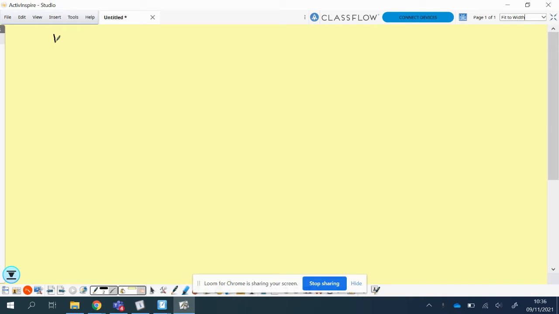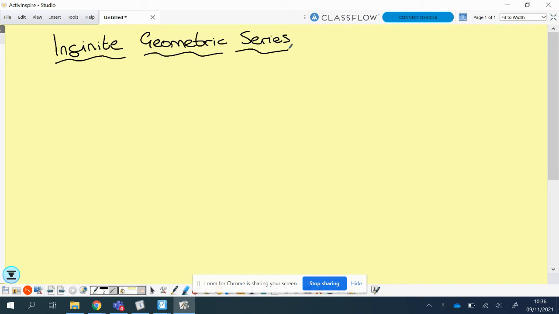Okay, so today we're going to be looking at infinite geometric series. Last time we looked at how to work out the values using geometric series. We also looked at how to sum a geometric series up to a certain term. But today we're going to be looking at, does a geometric series go on for infinite, or would it eventually sum to an actual value or number?